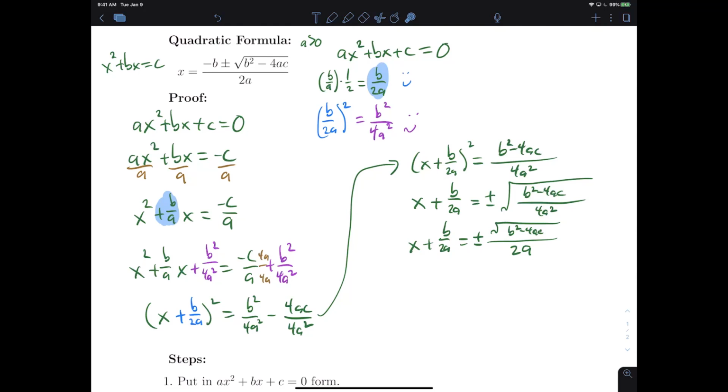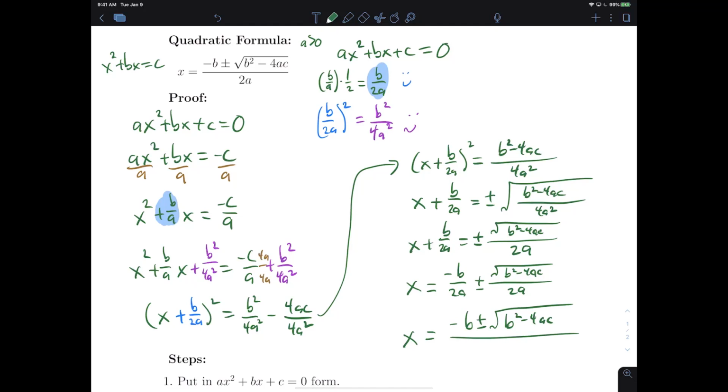Excellent. Now, let's go ahead and move the b over 2a to the right-hand side, which makes this x equals negative b over 2a plus or minus the square root of b squared minus 4ac all over 2a. And again, notice that we have a common denominator, which means I can go ahead and combine this into one big expression as negative b plus or minus the square root of b squared minus 4ac all over 2a. Awesome. And that is exactly what we wanted.